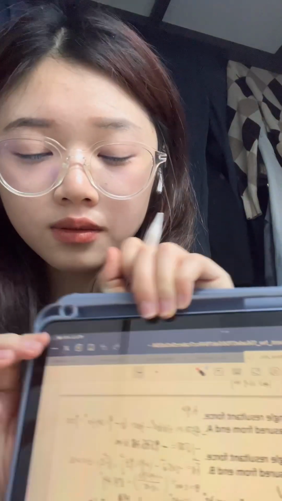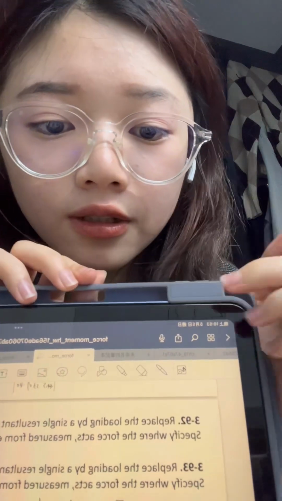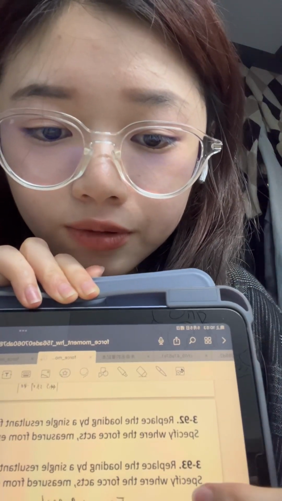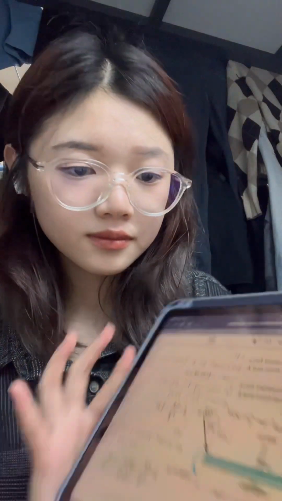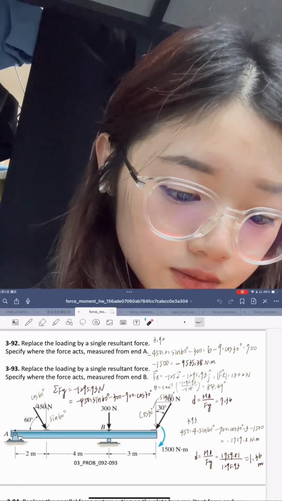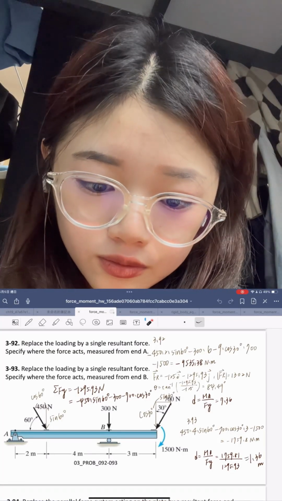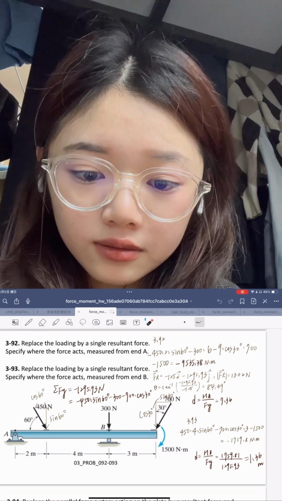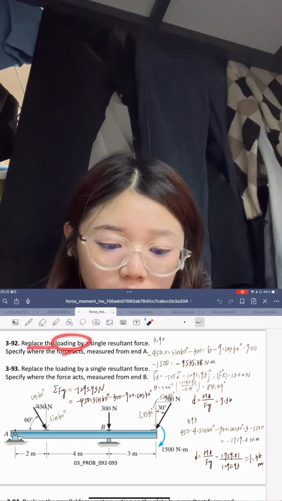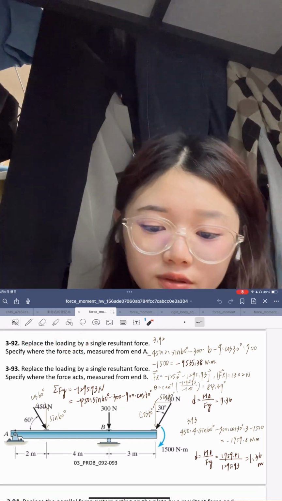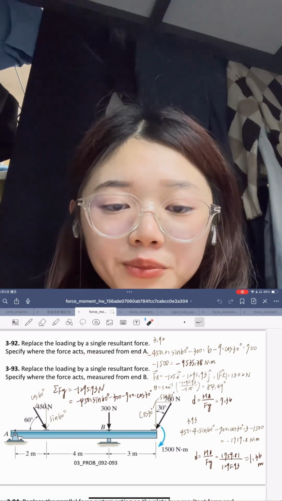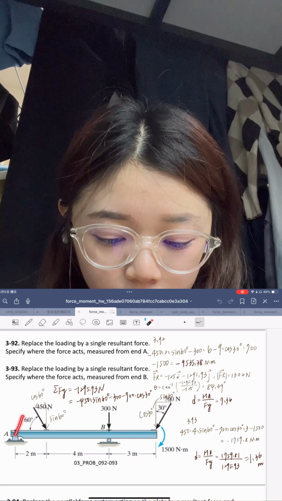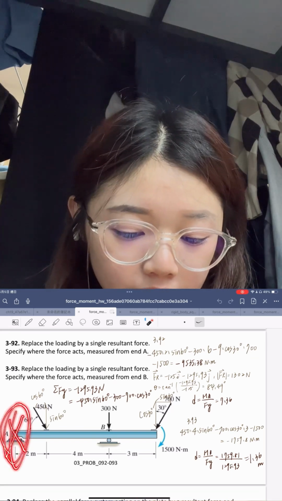Okay, the next questions are 3.92 then 3.93, the same as with the screen recording. 3.92: replace the loading by the single resultant force. Specify where the force acts, measured from the end. Measured from the end, we don't need to think about point A first.